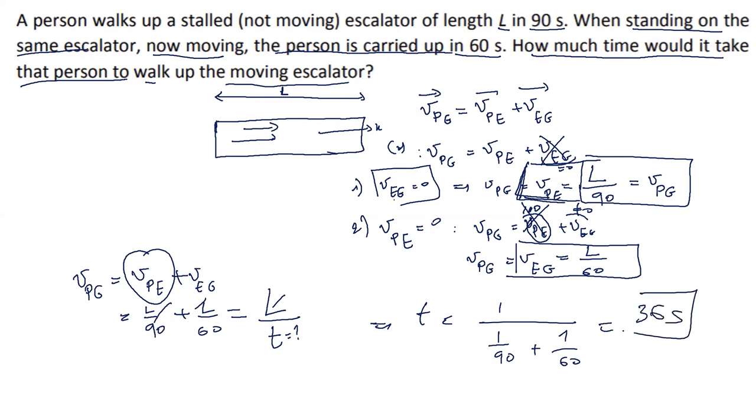If the gentleman is moving at his speed and the escalator is moving at its speed, now both of them are moving. Of course, the gentleman will have a shorter time to cover the same distance, and that is equal to 36 seconds. So here, let me just discuss this a little bit.